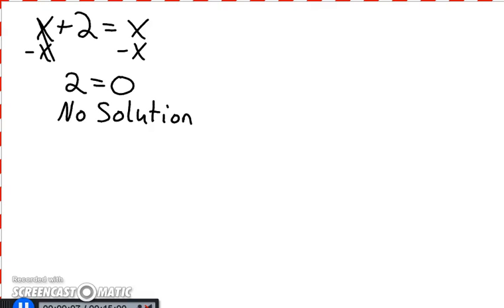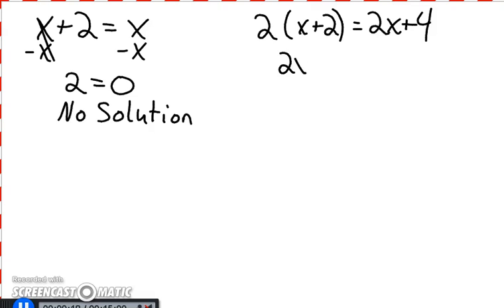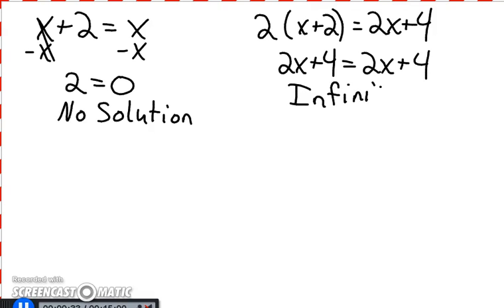To go along with that, I could give you something like 2 times x plus 2 equals 2x plus 4, where when you distribute, you'll get 2x plus 4 equals 2x plus 4. This is obviously exactly the same, so this would mean that you have an infinite amount of solutions.